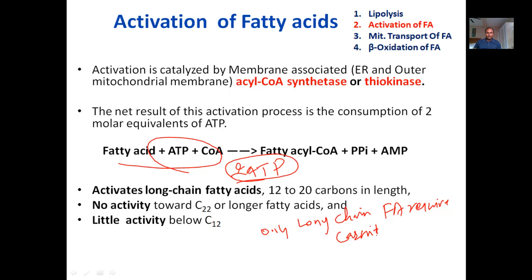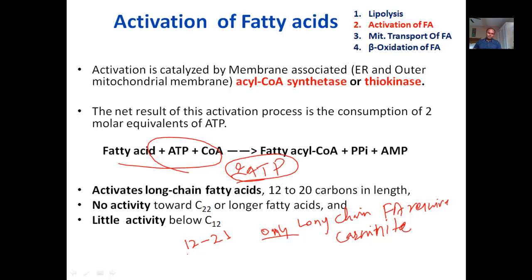A very long chain fatty acid has to convert into long chain. That happens in mitochondria, otherwise it cannot enter. So only long chain fatty acid requires carnitine. The long chain fatty acid range is very simple, just remember this number: 12 to, put this 2 in front and 1.